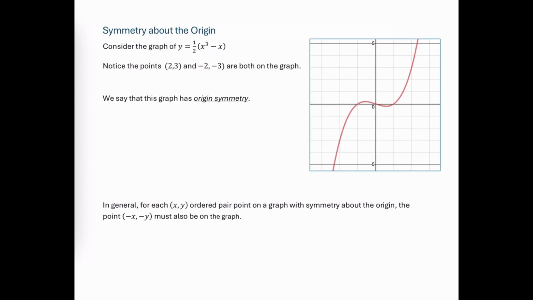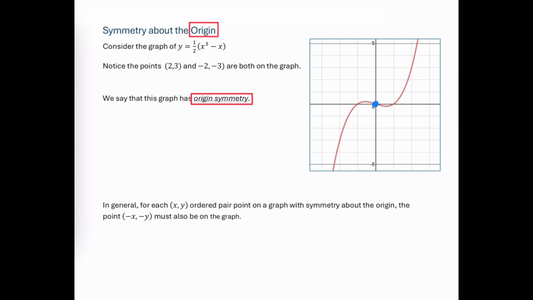Now let's look at a graph that has symmetry about the origin. A graph is symmetrical about the origin if we were to put a pin in the origin and then rotate this graph 180 degrees, basically turning the graph upside down. If when we rotate it in this way, we end up with the exact same collection of ordered pairs, so the graph would look exactly the same upside down or right side up, that's a characteristic of a graph that has symmetry about the origin.